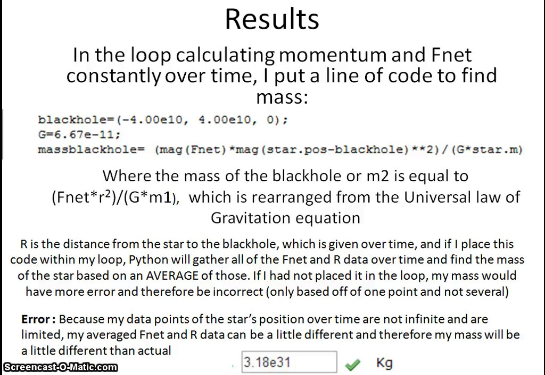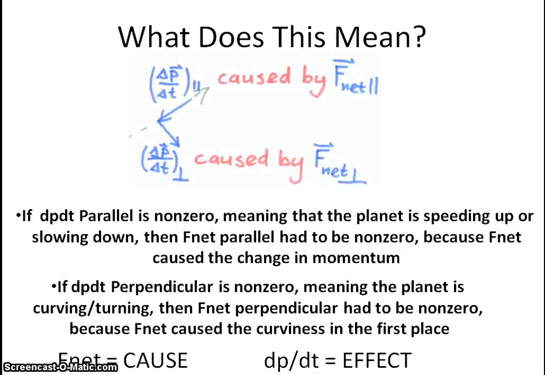But because I have a limited amount of points given in my WebAssign data, I still am going to have some error. Now, what does this mean? F-net is the cause, and dp dt is the effect. So if dp dt parallel is non-zero, meaning that it's speeding up or slowing down, it had to be caused by a non-zero F-net parallel. And the same goes for dp dt perpendicular.